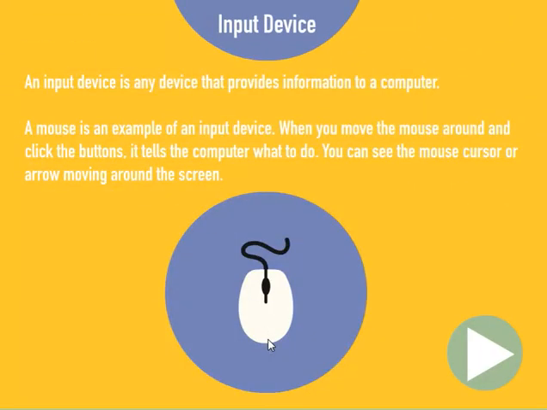Input device. An input device is any device that provides information to a computer. A mouse is an example of an input device. When you move the mouse around and click the buttons, it tells the computer what to do. You can see the mouse cursor or arrow moving around the screen.